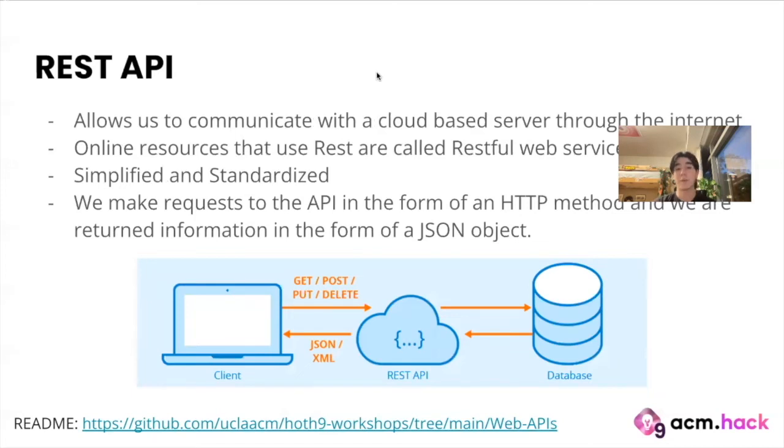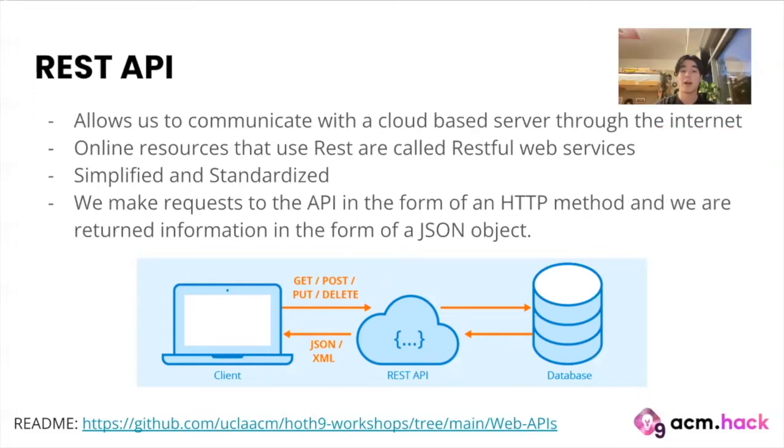There's a very common type of API called a REST API. REST APIs allow us to communicate with cloud-based servers through the internet. Online resources that use REST format are called RESTful web services, so that's something you might hear around. A big benefit of these RESTful web services is that they are simplified and standardized. It's very easy to use them, the requests you're making are very clear, and it's pretty uniform across this whole category of RESTful web services, REST APIs.